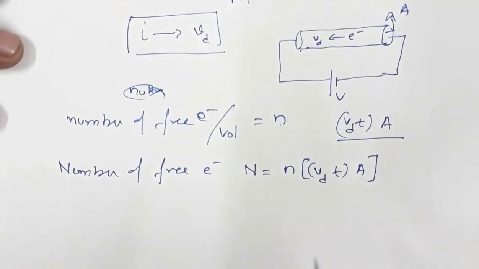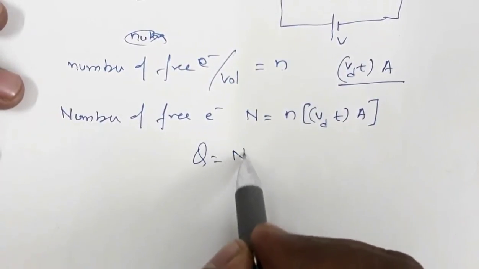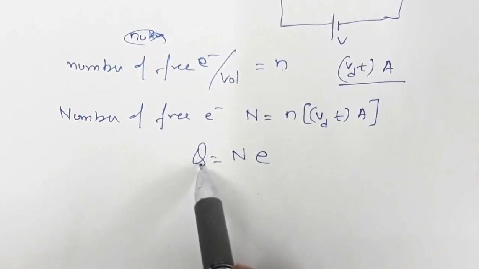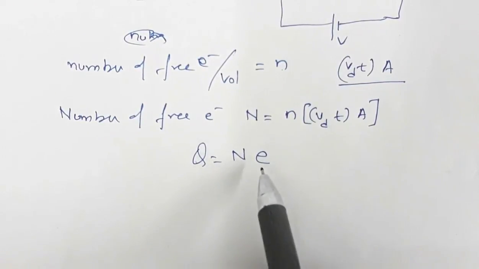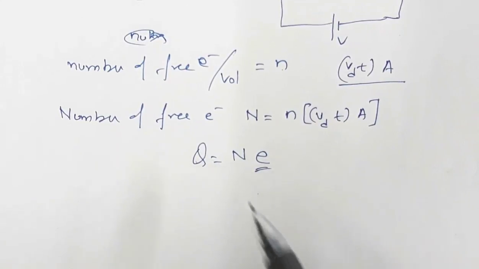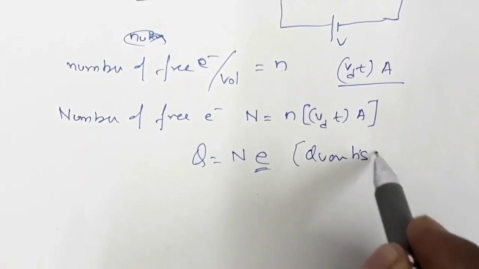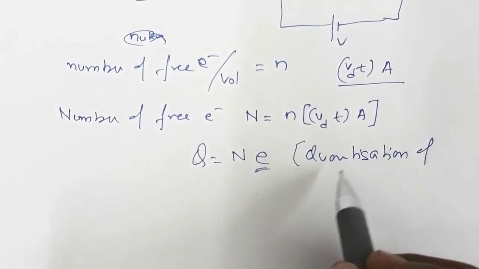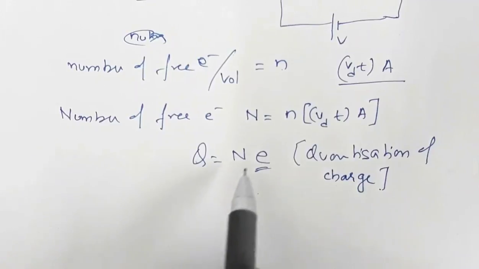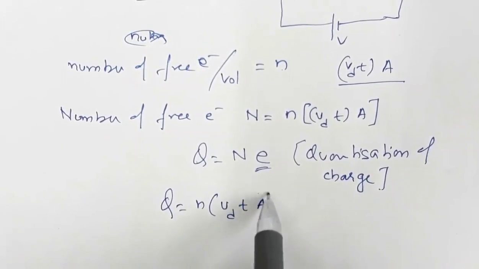Now, from the quantization of charge principle, you have Q is equal to Ne. Q is the total charge on a body. So the charge on a body is equal to an integral multiple of the elementary electronic charge. e is the charge of an electron, N is the number of electrons. So this is quantization of charge. So you have Q is equal to N V_d t A into e.